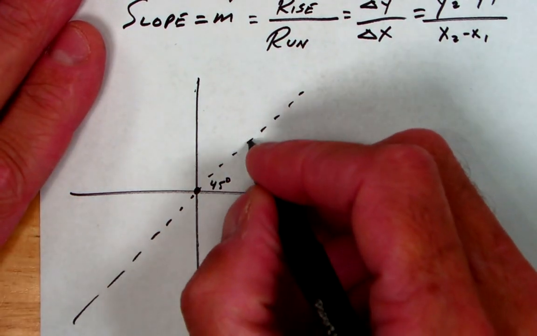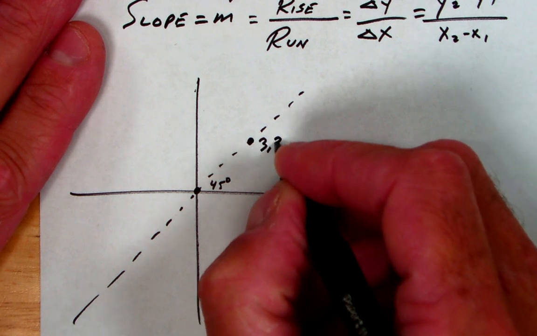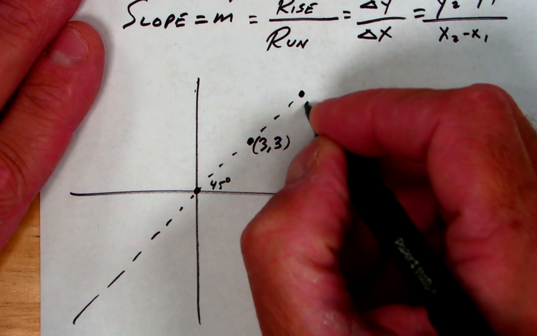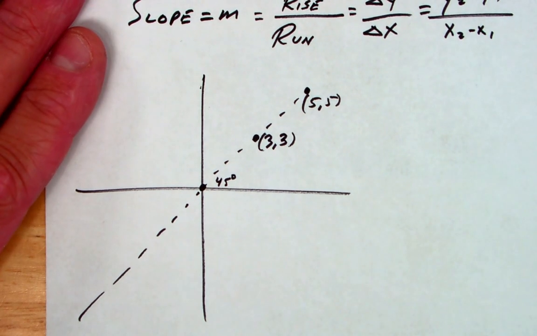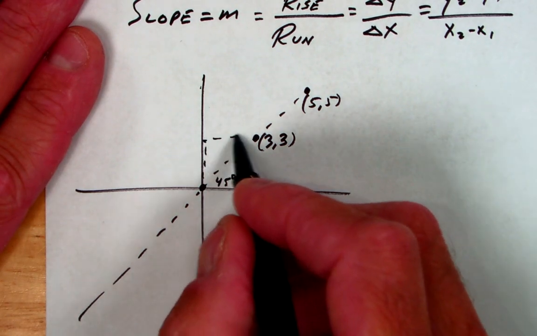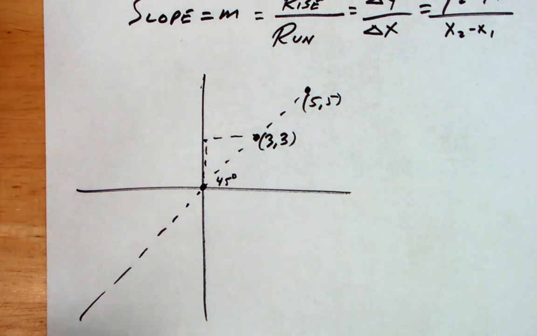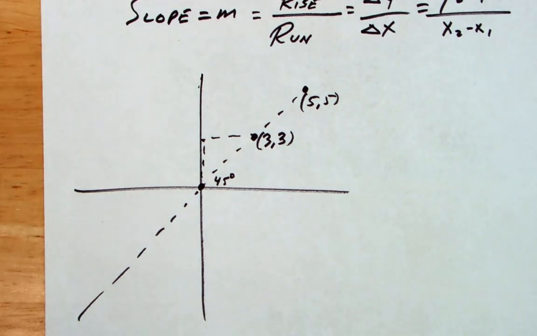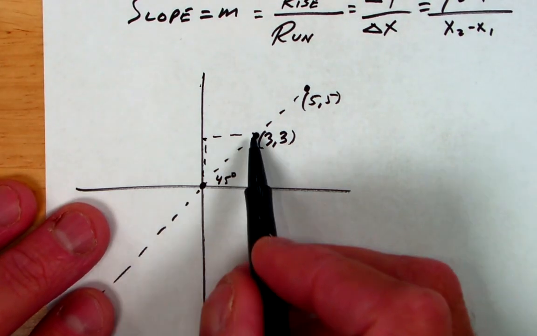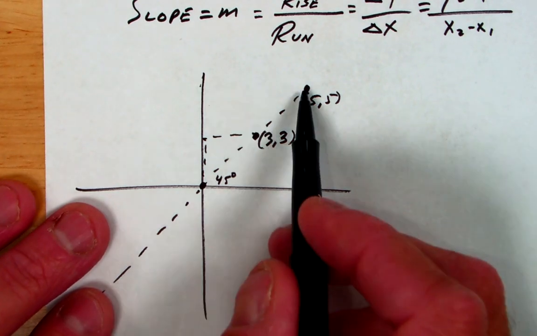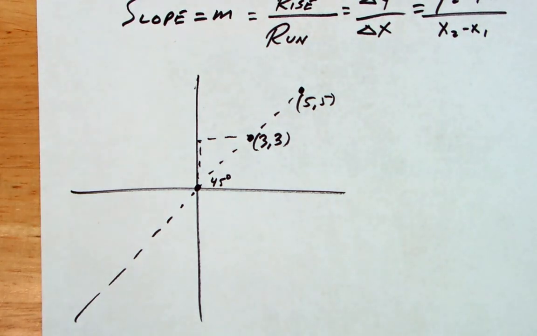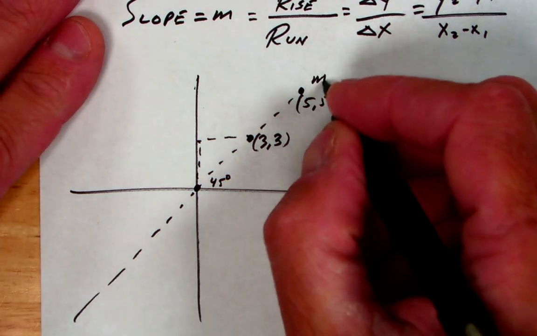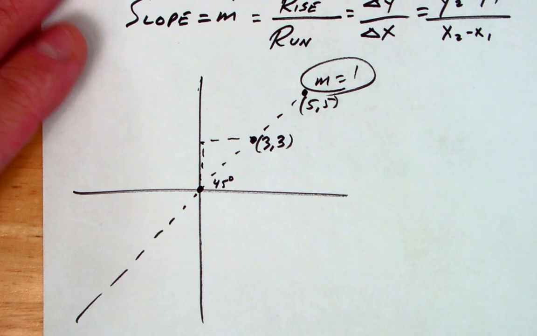Let me put some points on here. A point that might be on here is like 3, 3. 5, 5. It's 1 over 1. Because if I rise and run the same, there's lots of different ways I could express it. I could go up 3 over 3, 2 over 2, or the big one, 5 over 5. They're all the same. 3 divided by 3, 5 divided by 5, 2 divided by 2, they're all 1. So my slope is 1.